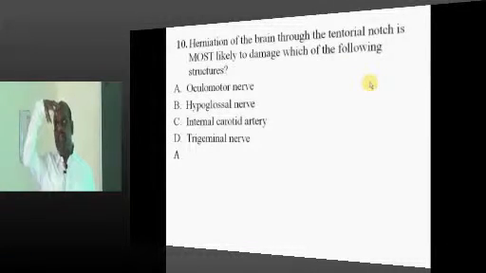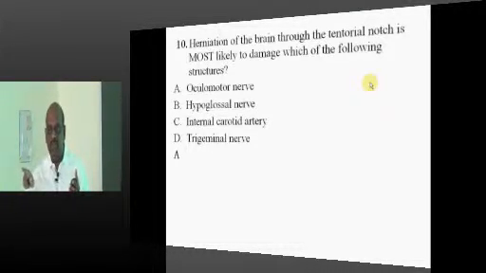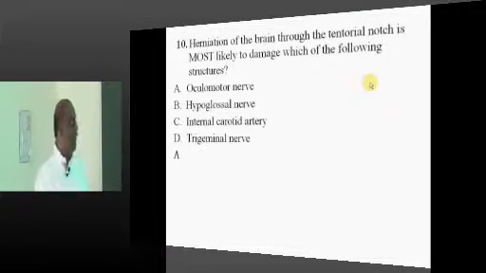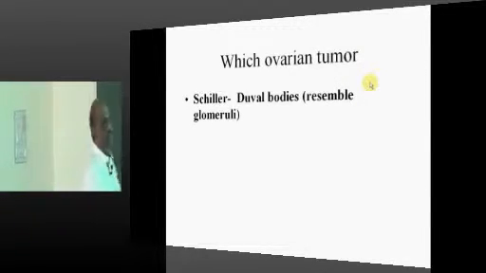When there is a raised ICT, the midbrain will give rise to third and fourth cranial nerves. So, oculomotor nerve is the one which is typically compressed.